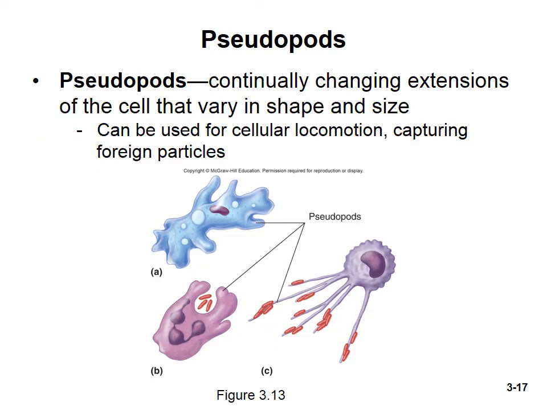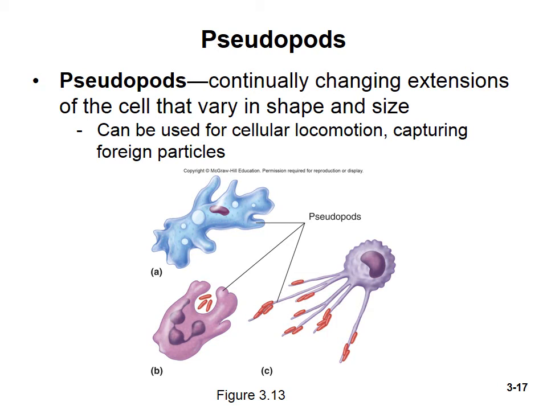Pseudopods, my favorite. Okay. Pseudopods are continually changing extensions of the cell that vary in shape and size, and can be used for cellular locomotion, capturing foreign particles, capturing food, debris, you name it. Now, this picture right here is on page 88 of your textbook, figure 3.13. This first one is called an amoeba. An amoeba is one of those little protists or organisms that you find in fresh water. It looks like a glob; it has no shape to it. Look at these little arm-like projections all around it; these are called pseudopods. Those pseudopods allow them to crawl, or move about, and they also let them capture their food.